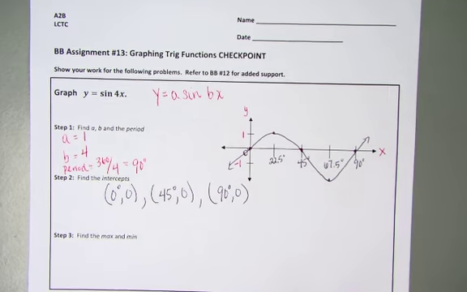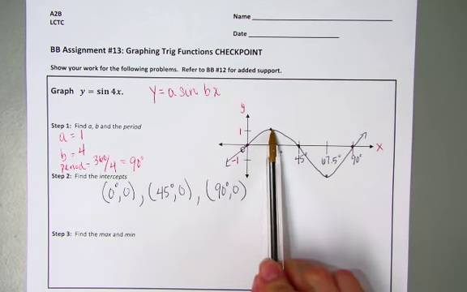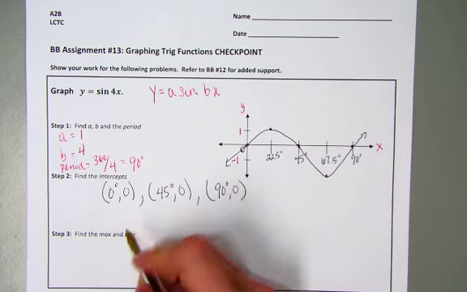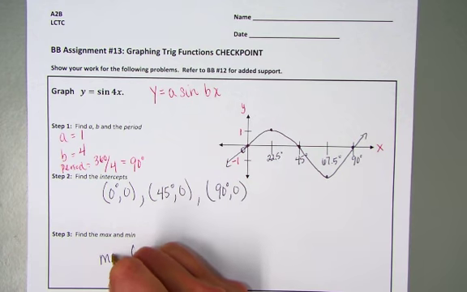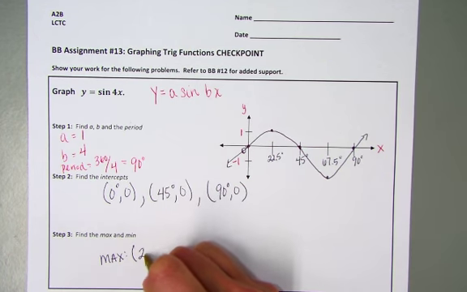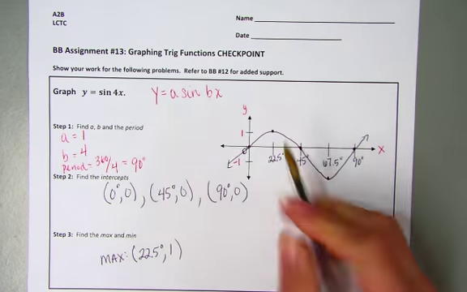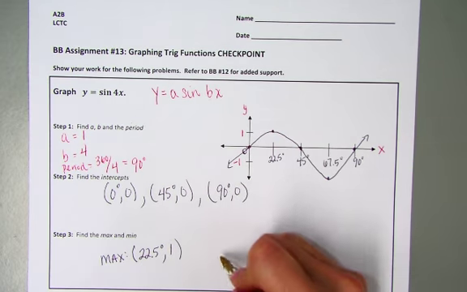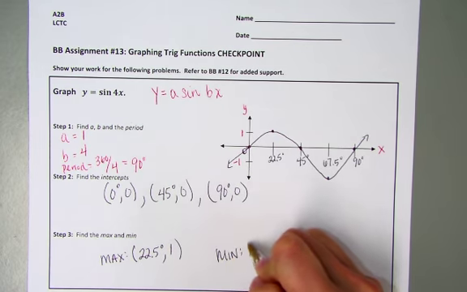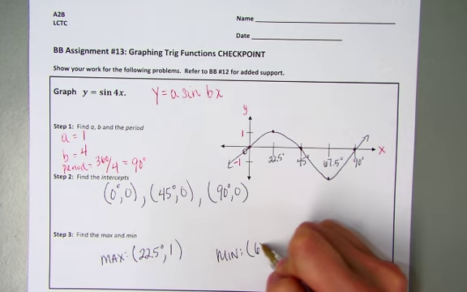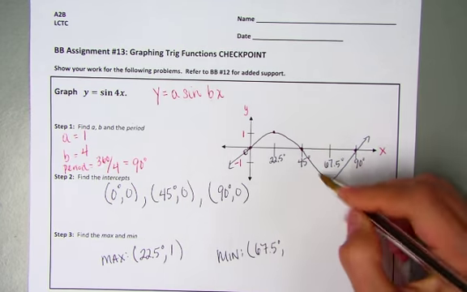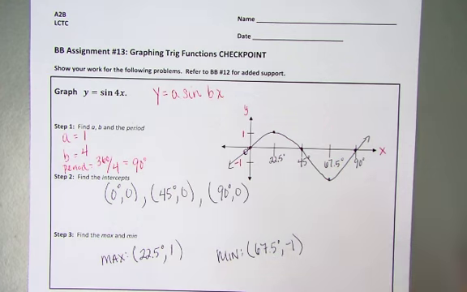Step 3 wants you to find your min and your max. Your maximum happens at 22.5 degrees, and it maxes out at 1 for your sine value. And your minimum bottoms out at 67.5 degrees and -1. So that is how you graph your sine function.